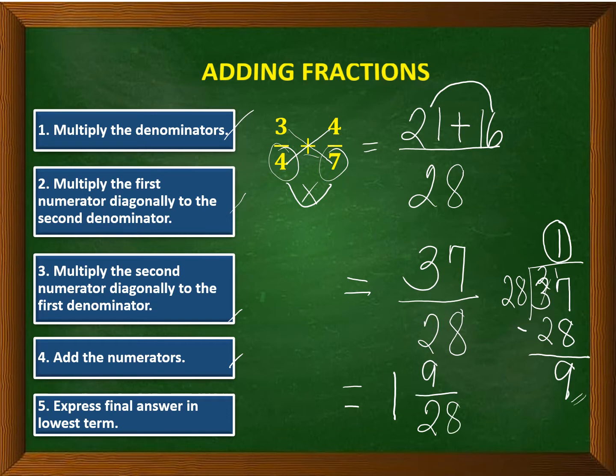Now, how do you check? You multiply 28 times 1. That is 28 plus 9. 37 over 28. All right. So our answer, 1 and 9/28 is correct. So that is already our final answer.